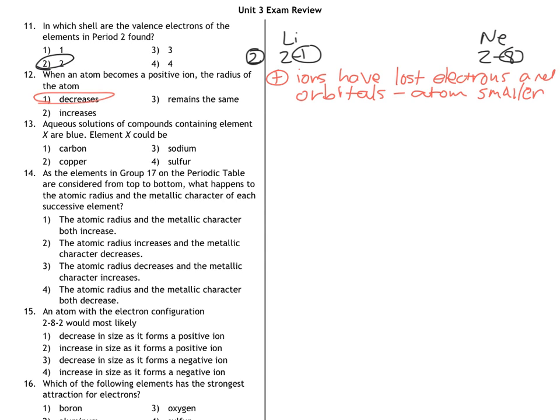Number 13, aqueous solutions of compounds. First of all, what does aqueous mean? Aqueous means that you have been dissolved in water. Now going further from there, it does reference that some compounds containing element X are blue when they're dissolved in water. You should know that transition metals, or elements in groups 3 through 12, are the ones that are going to have the most colorful ions when they're dissolved in water.